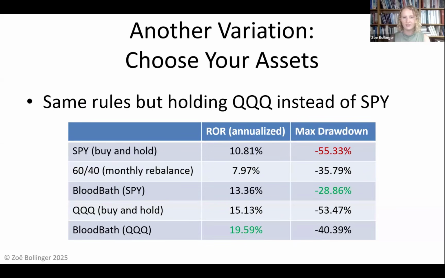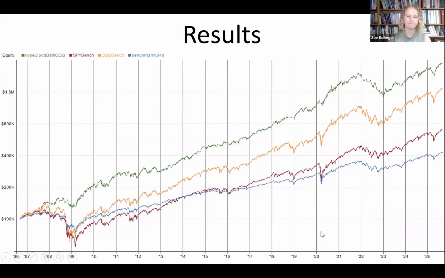So higher, more go-go index, more go-go results, right? The S&P itself, if you bought and held it, would have gone up 10.8%. The NASDAQ would have gone up 15%. And so running bloodbath on the NASDAQ gives you sort of a proportional increase over the index. But because it's more volatile in general, you also pick up drawdown.